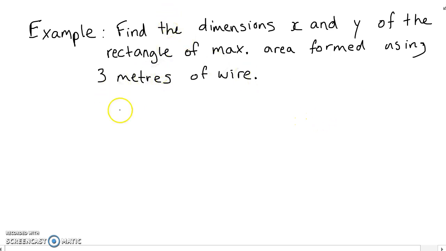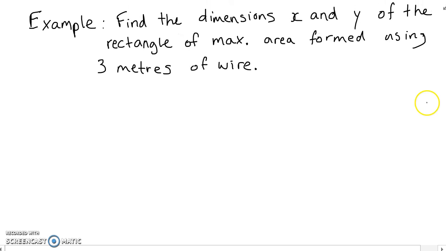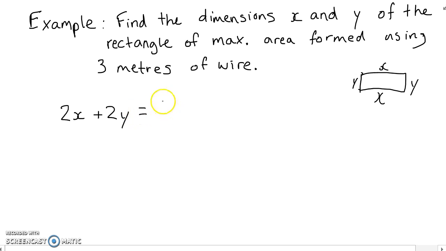So the first thing that we have to do when we're given an applied optimization question, and the first step, is to make everything one variable. Here, I'll draw a picture. So for example, we call this x, this is x, this is y, this is y. So therefore, by looking at that, 2x plus 2y equals 3, because there's 3 meters of wire.